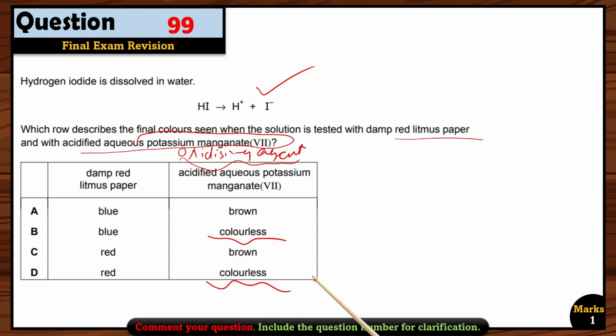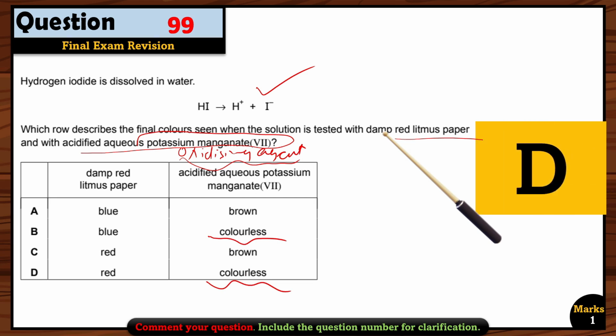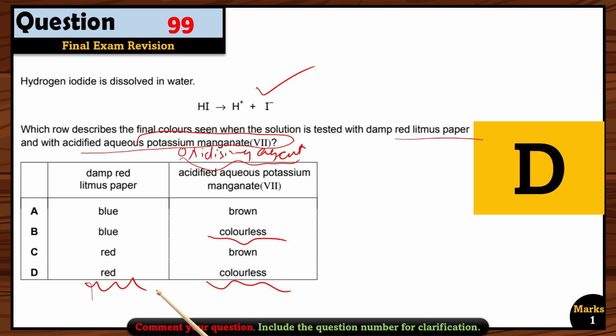Then which row describes the final color when the solution is tested with damp red litmus paper? It is an acidic solution, HI. So of course the litmus paper will remain red. Okay, so that's why option D is the right option. The litmus paper will remain red because hydrogen iodide is actually acidic in nature. Okay, so that's why option D is the right option.